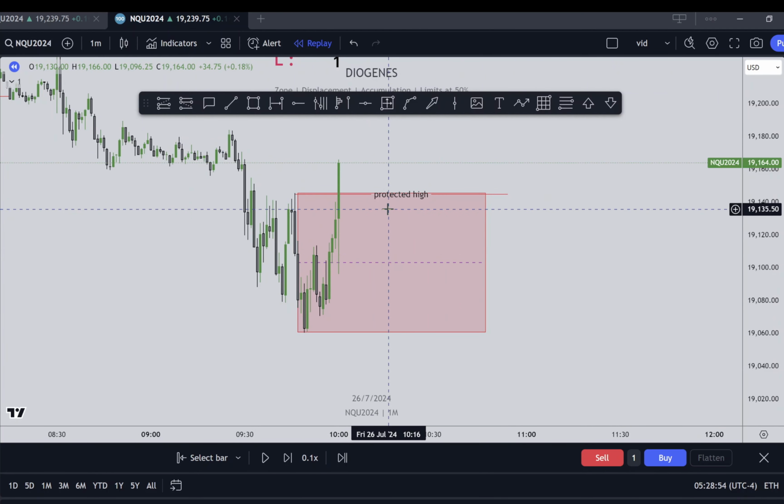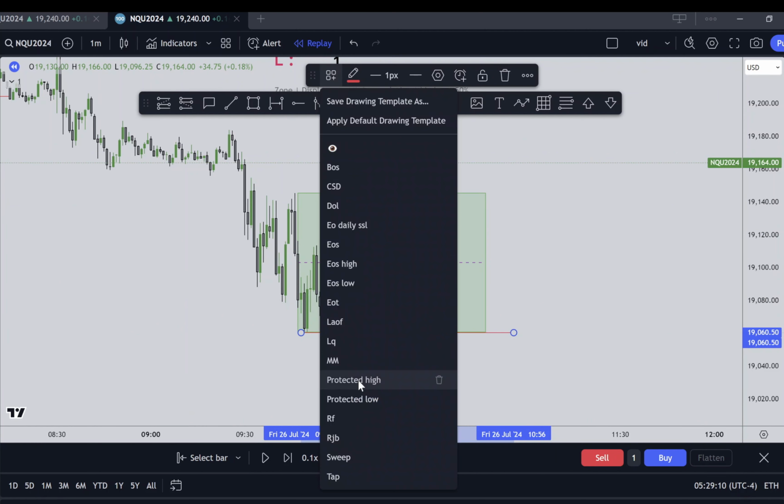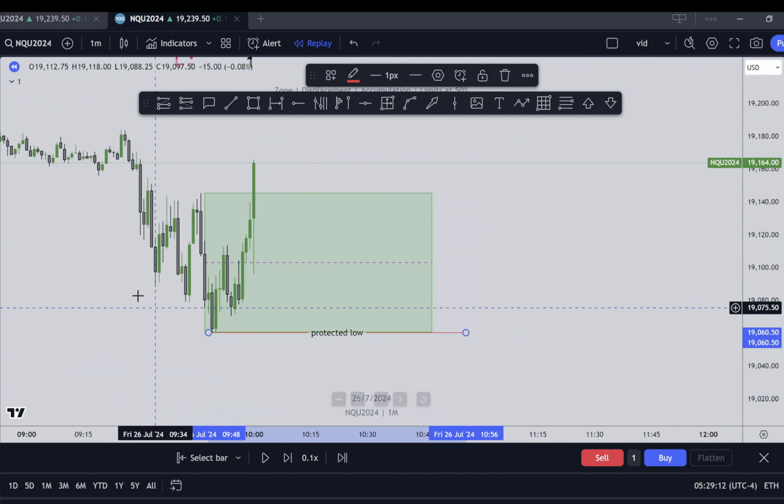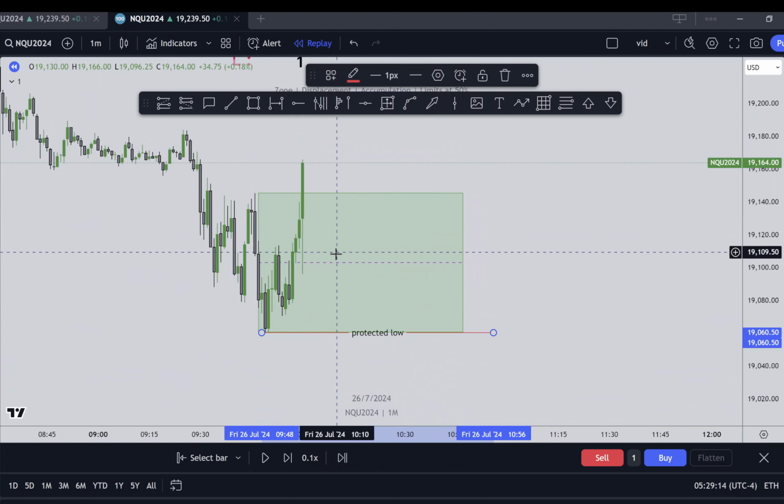So this is now our bullish zone, and this is now our protected low. Okay, am I gonna play this from this 50%? Absolutely, why not?